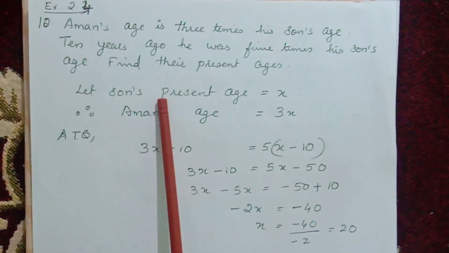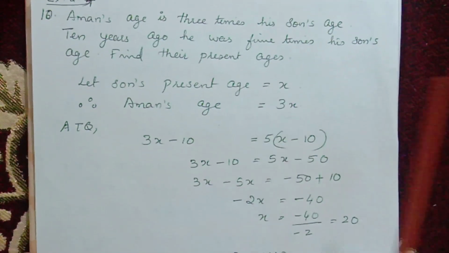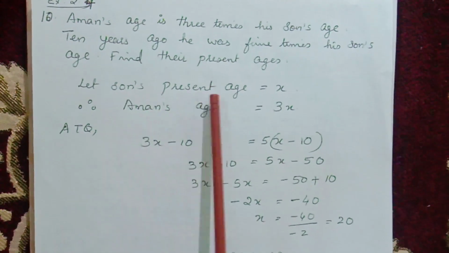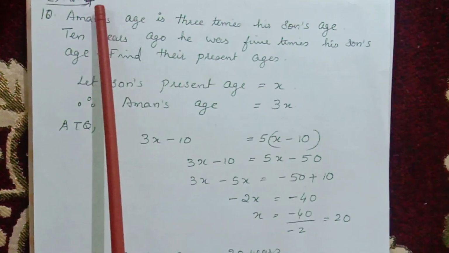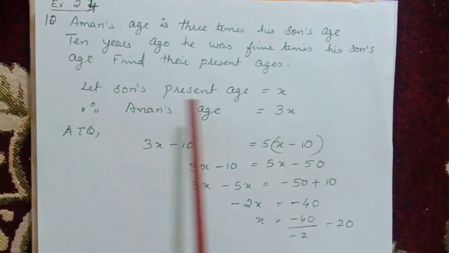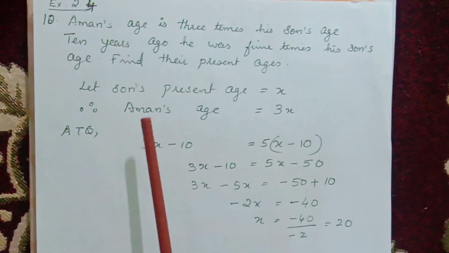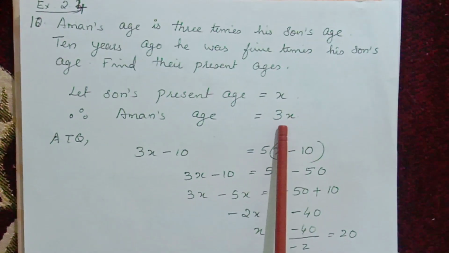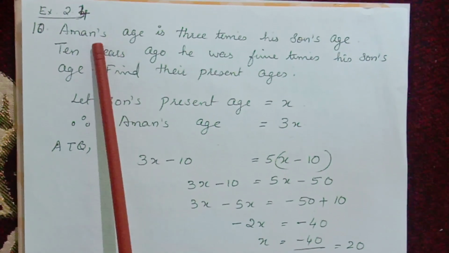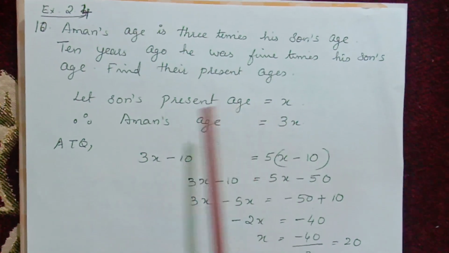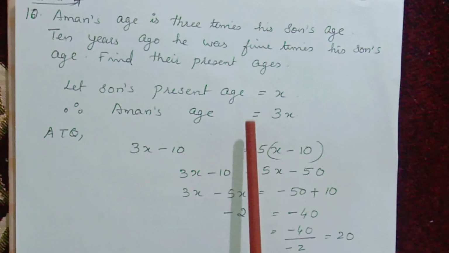So let son's present age be equal to x. I told you before, it is better to take junior's present age as x. So Aman and son. Who is junior? Son. So we are taking son's present age as x. Therefore, Aman's age will be what? 3x. Why? Because in the question it is given Aman's age is 3 times. That is why 3x. So we got their present ages.